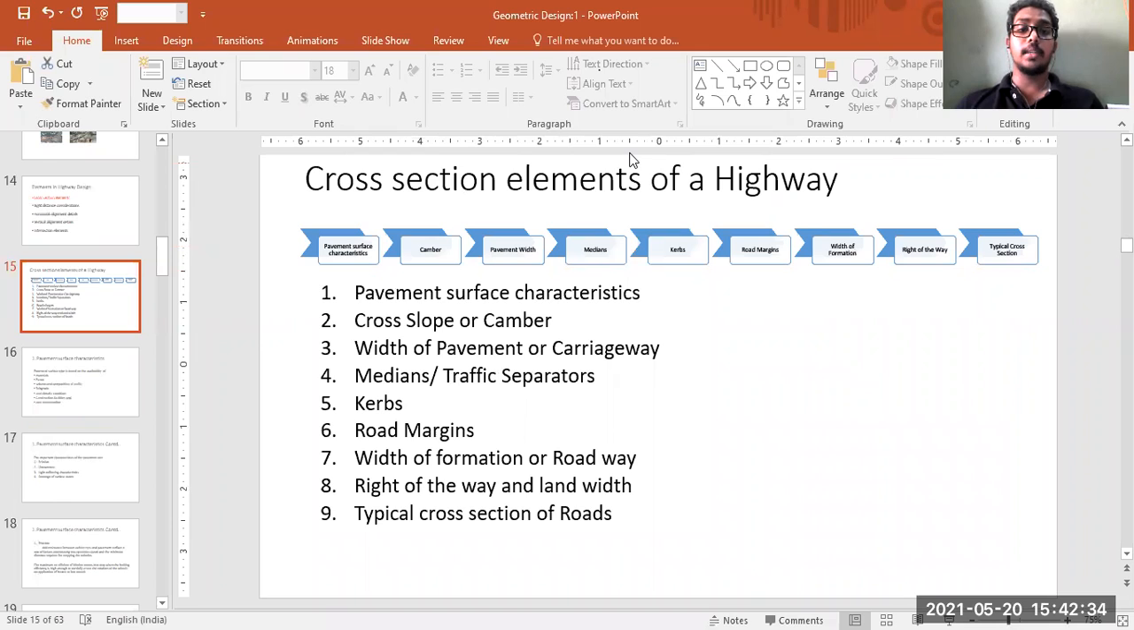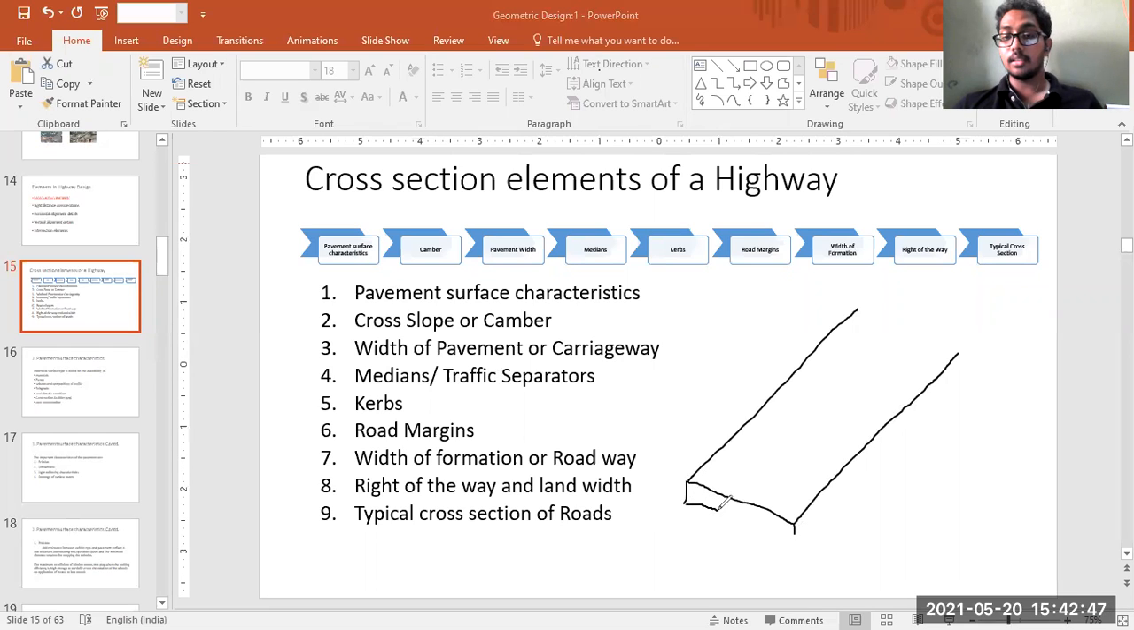That means, for example, if we take a road like this, or if we consider a highway, and we want to consider just a cross section, what is this, guys? It's a cross section. So for a particular section of the road, what are all the elements in a highway design, and those cross sectional elements are the things we need to be designing.